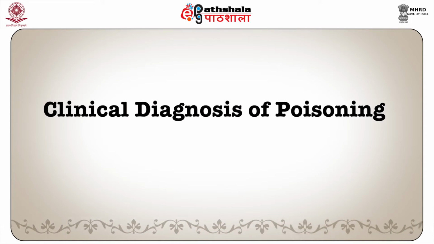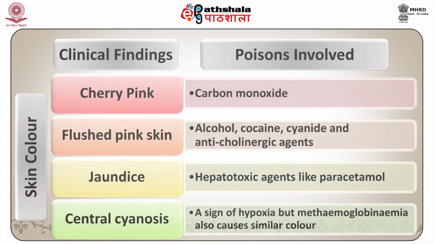Next is clinical diagnosis of poisoning. Students, in this table, in one column we have the clinical findings, and in the second column we have shown the poisons that are involved in the clinical diagnosis of poisoning. First is the skin color in the clinical finding. If it is cherry pink, then it means it has the poisoning of carbon monoxide. If the skin color is flushed pink, then the poisoning must have been caused due to alcohol, cocaine, cyanide and anticholinergic agents. If it is jaundice, then it has been caused by hepatotoxic agents like paracetamol. And in case of central cyanosis, it is a sign of hypoxia, but methemoglobinemia also causes a similar color.